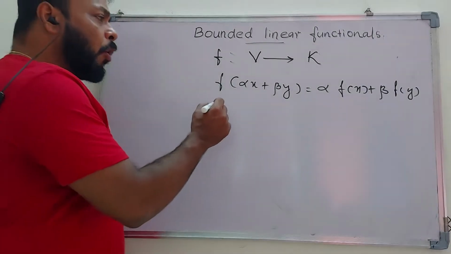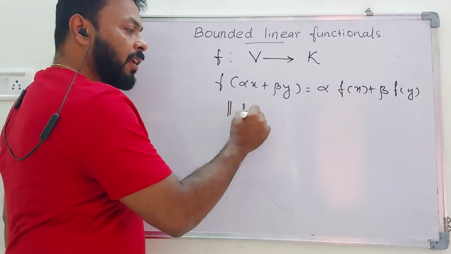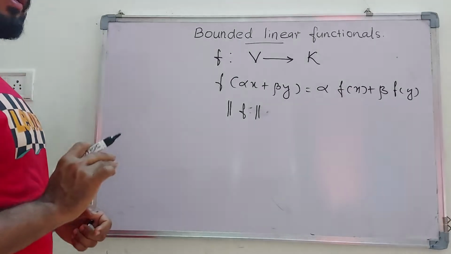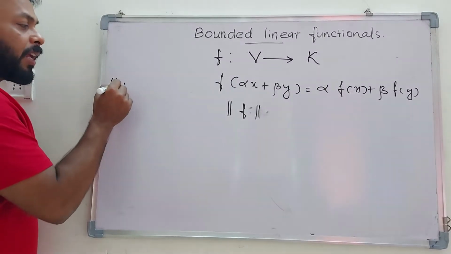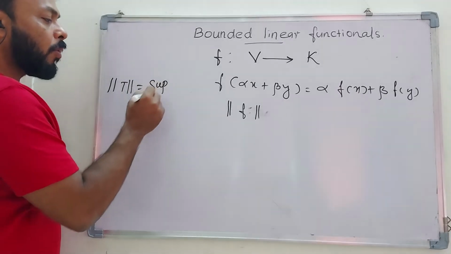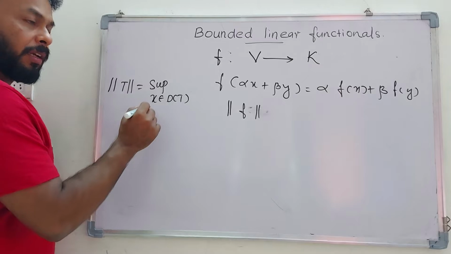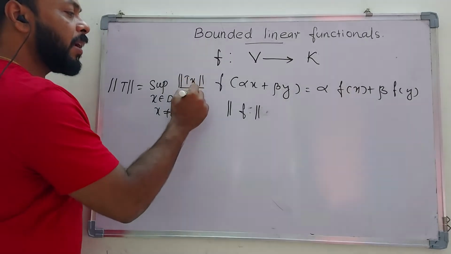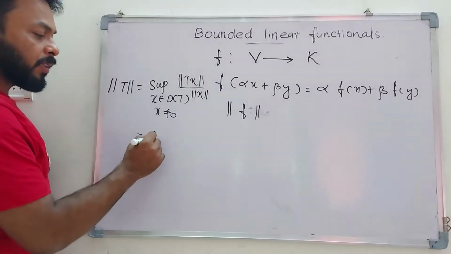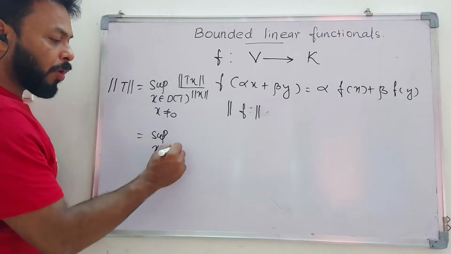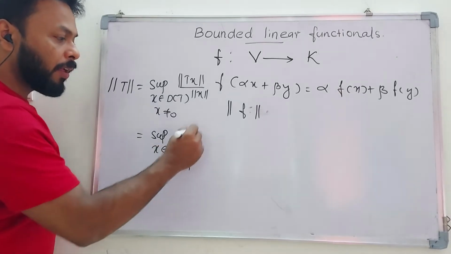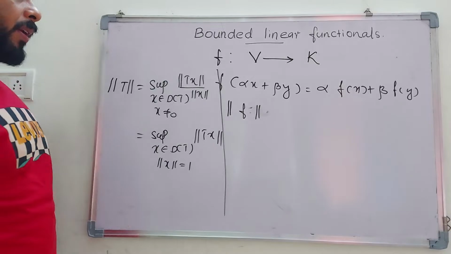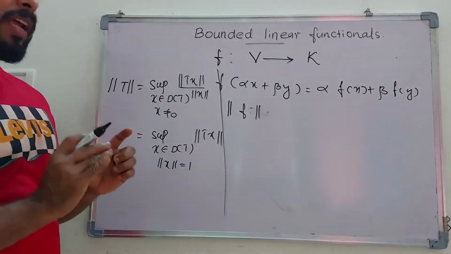And the norm of a linear functional, that is norm of f, we have to define. We know that if it is a linear operator, norm T is the supremum over all x belonging to the domain of T, x not equal to 0, of norm of Tx divided by norm of x, or it is the same as the supremum over x belonging to the domain of T with norm x equal to 1 of norm of Tx. These two are equivalent definitions for the norm of a linear operator. In the same sense, we can define the norm of a linear functional also.